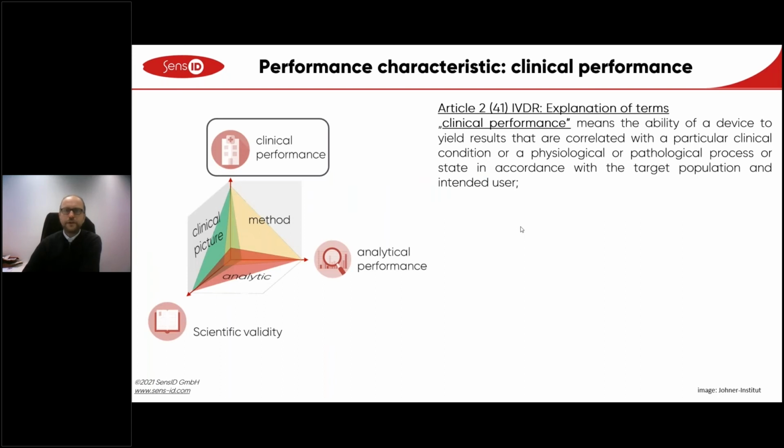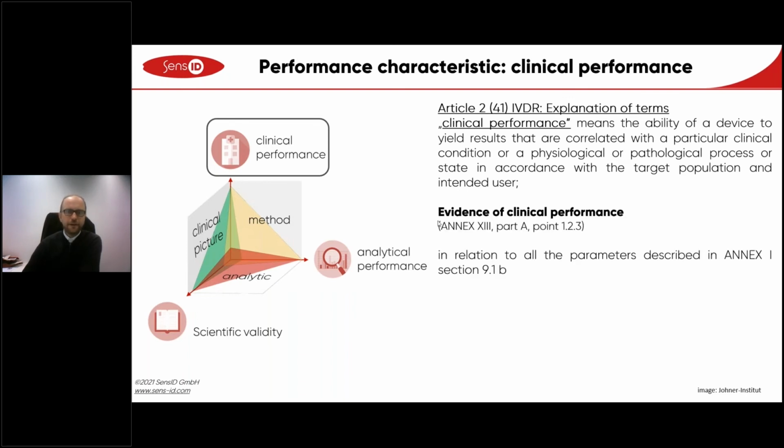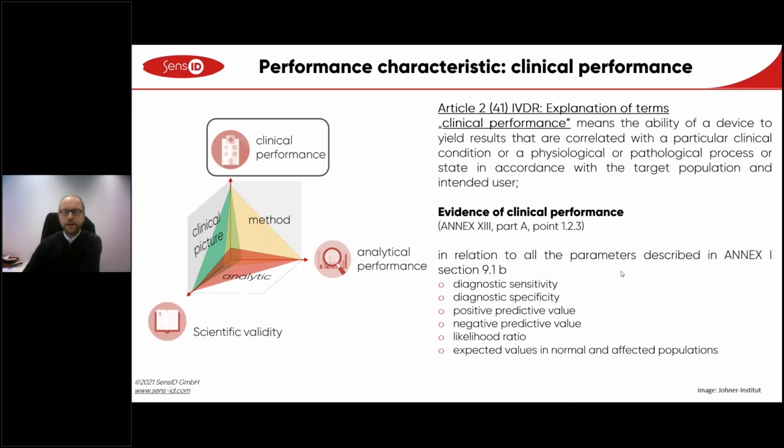So the next performance characteristic is the clinical performance, and that is also defined in the IVDR, but I will not read it now, as you can look it up later on. And the question is how to show the evidence of clinical performance. You can do that in relation to all the parameters described in Annex 1, Section 9.1b this time. It is diagnostic sensitivity, diagnostic specificity, the positive predictive value and the negative predictive value, likelihood ratio, expected values in normal and affected populations.